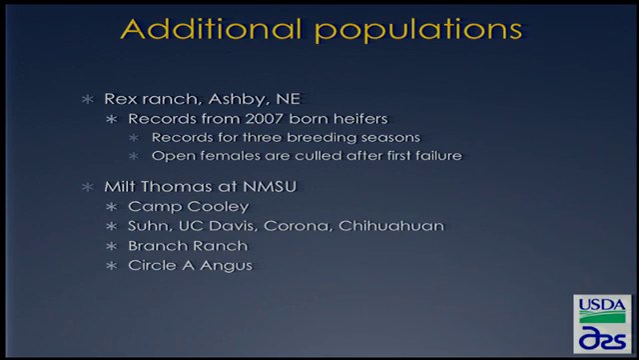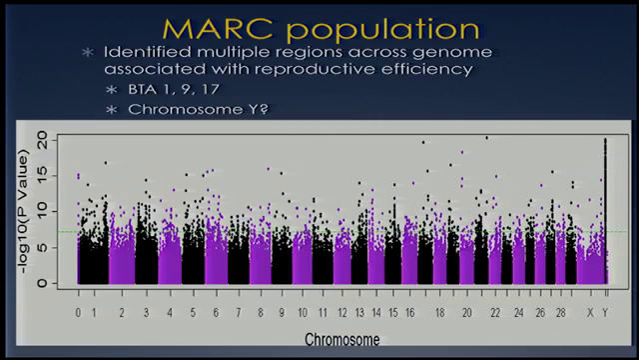And then we're also doing some collaborative work with Milt Thomas at New Mexico State University, and he let us have access to his populations, including Camp Cooley, Bassoon, UC Davis, Corona, Juan, Branch, and Circle A. And so we have really a variety of animals that we were looking at to identify regions of interest associated with reproductive efficiency.